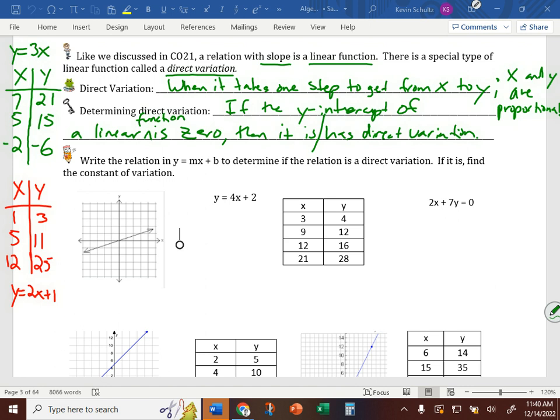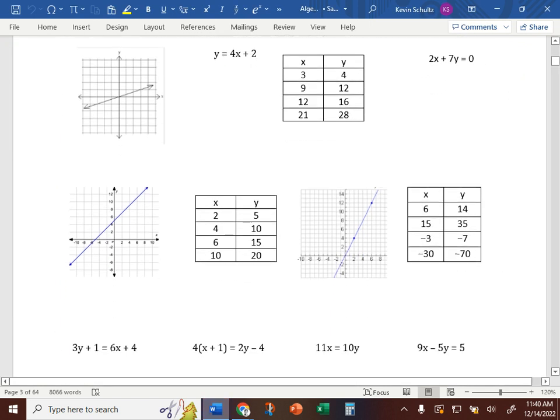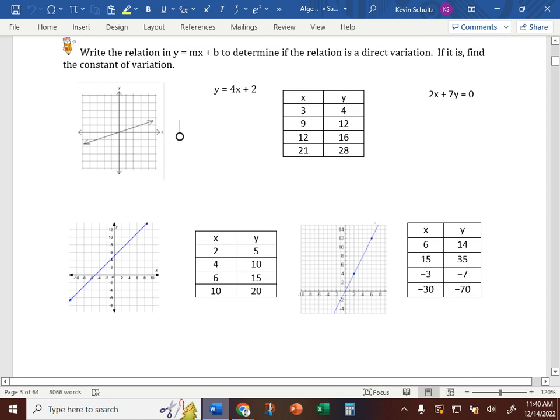All right. This section says write the relation in y equals mx plus b, which is slope-intercept form, to determine if the relation is direct variation. If it is, find the constant of variation. We'll come back to that constant of variation very shortly. You do need to write the equation in slope-intercept form, even though it's very easy to see on this coordinate plane what the y-intercept is.